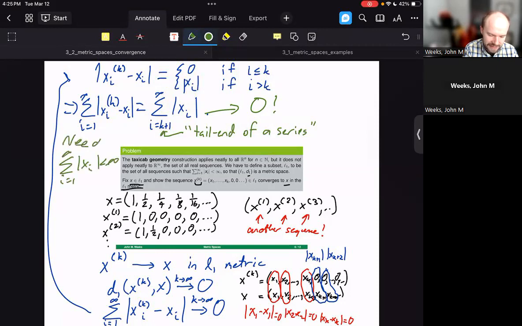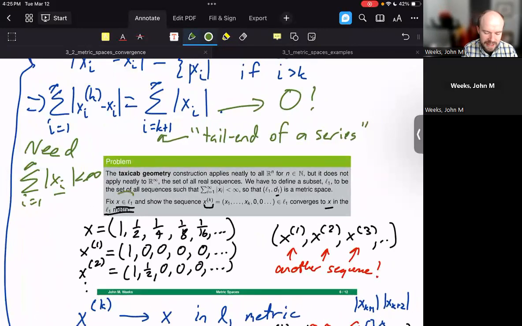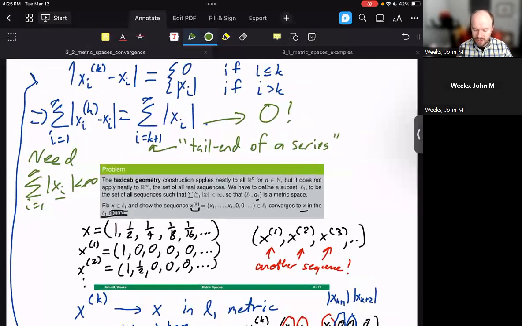So I need this. But remember that the x_i, where these things came from, were the sequence elements inside of the sequence x, which is something in little L1. The little L1, remember we said, are all of the sequences that are summable. That means that they have this property. So because this series is finite, we can say the tail end of the series goes towards 0.